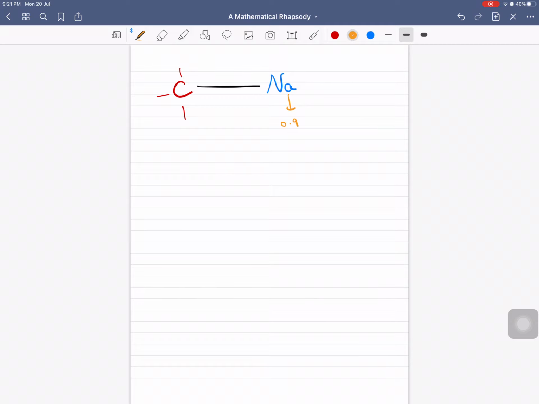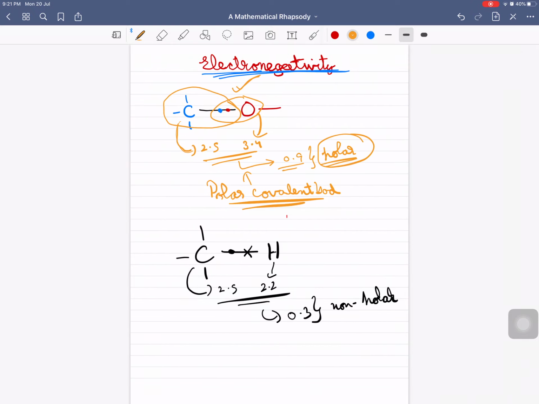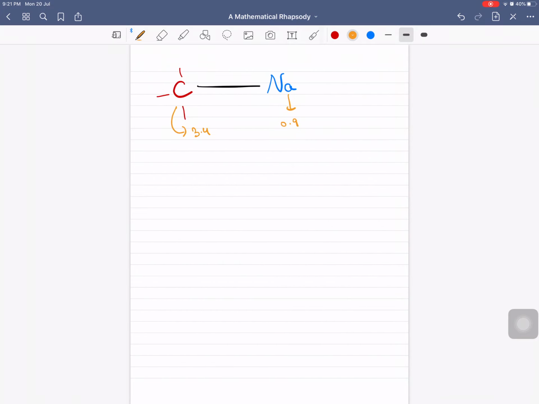And carbon has an electronegative value of, no, I'm sorry, it's not 3.4, it's 2.5. Now the difference here, 2.5 minus 0.9. 25 minus 9 is 16. So you have an electronegative difference of 1.6, which is really big.